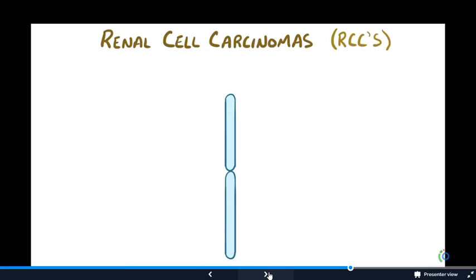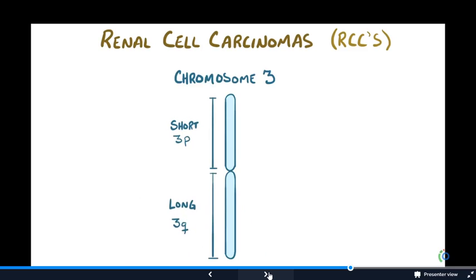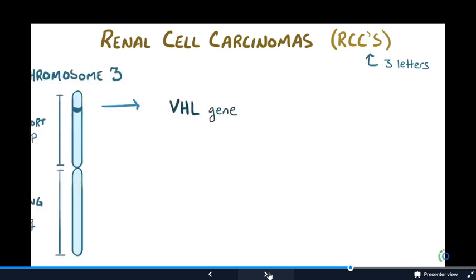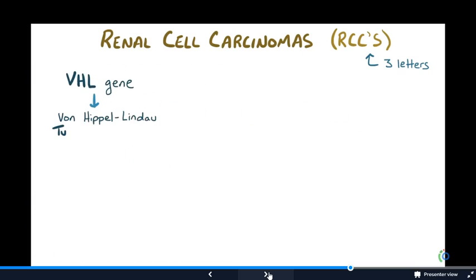At a genetic level, renal cell carcinomas have been linked to mutations on the short arm of chromosome 3, or 3p. An easy way to remember this is that RCC has 3 letters, and it's linked to chromosome 3. One of the main genes involved in renal cell carcinomas is the VHL gene, which codes for the von Hippel-Lindau tumor suppressor protein, or PVHL, which is normally expressed in all tissues.